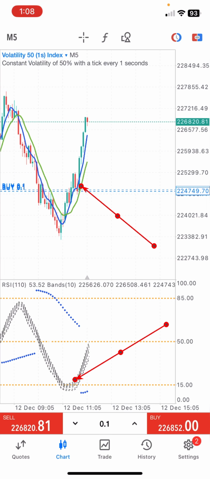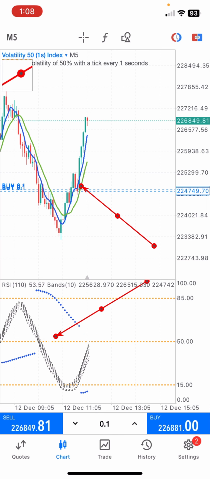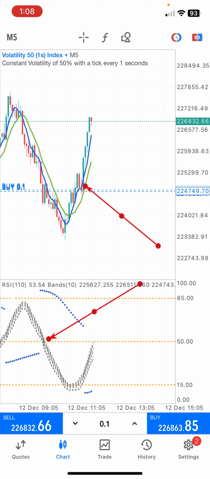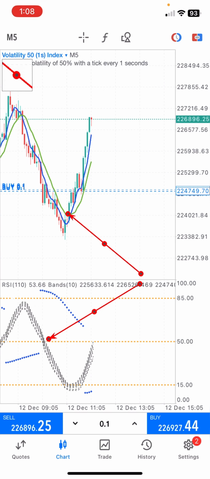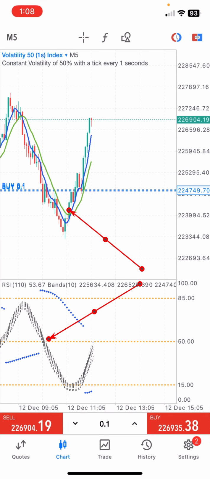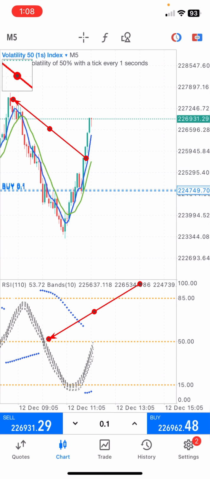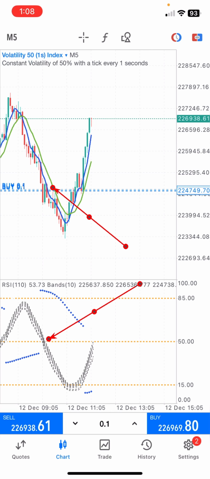If you want to take your profit with the strategy, you either take your profit right at the 50 level of the RSI, or just take your profit when the price hits your nearest support or resistance area. That's when you are closing your trades.